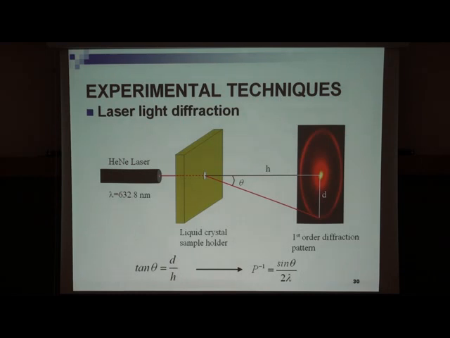Okay, this is the laser light setup to measure pitch length. This is the laser source, and this is the obtained first order diffraction pattern. If you know the distance between the sample and the diffraction pattern, we can easily determine the pitch. And here is the equation.